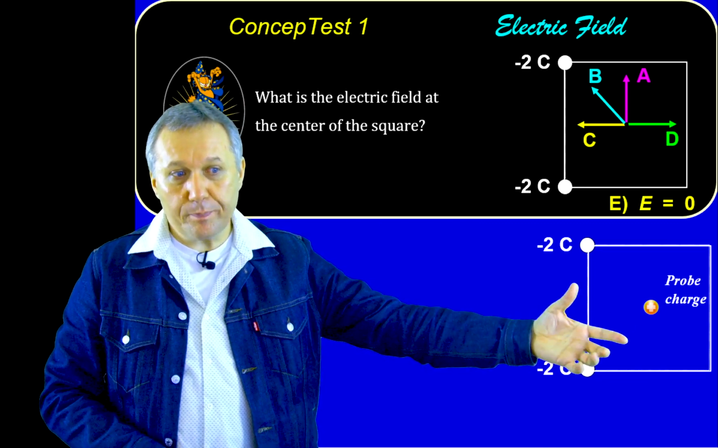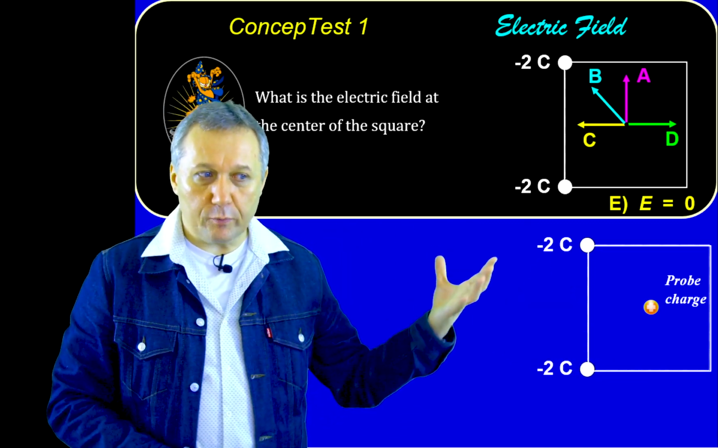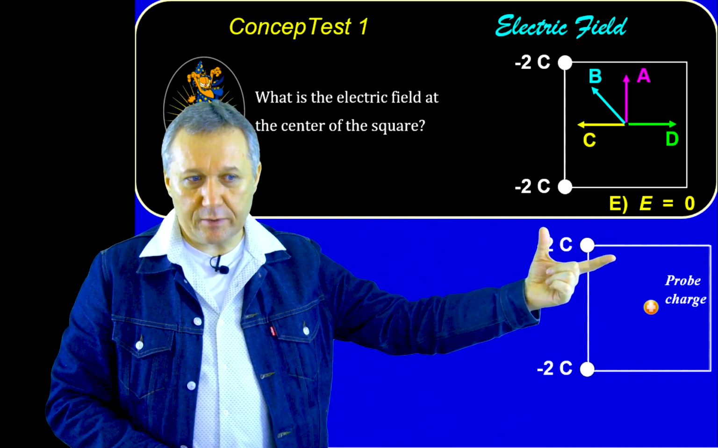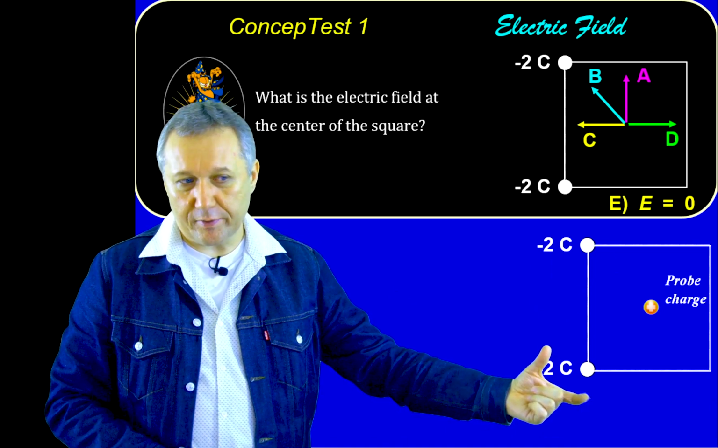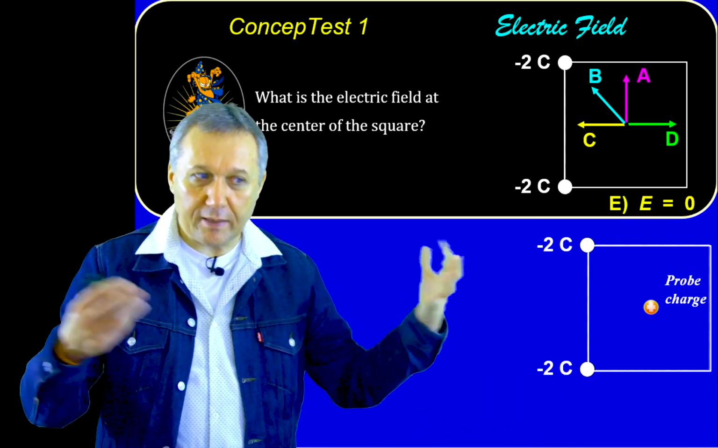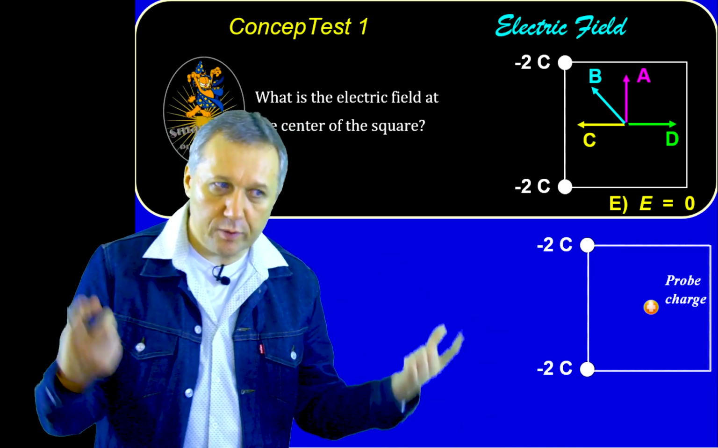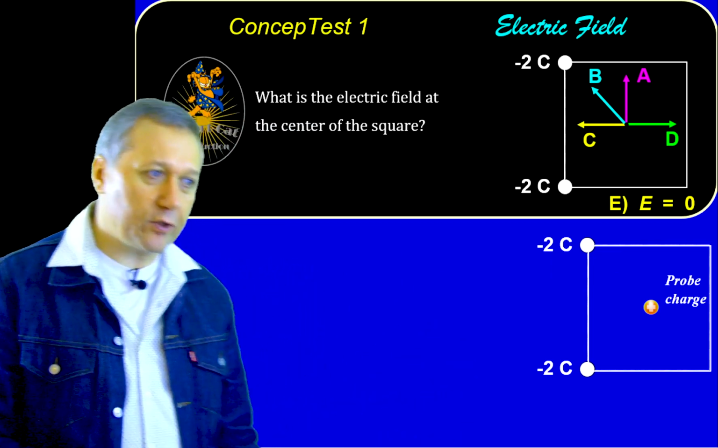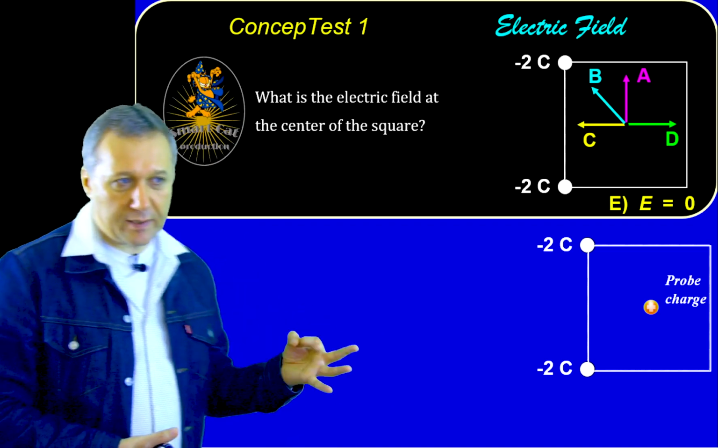And now, again, we have what? We have basically two fields. One electric field created by this negative charge, and the second electric field created by this negative charge. So at any point, we have superposition of two electric fields. So at any point, we need to apply principle of superposition to find information about the net electric field.